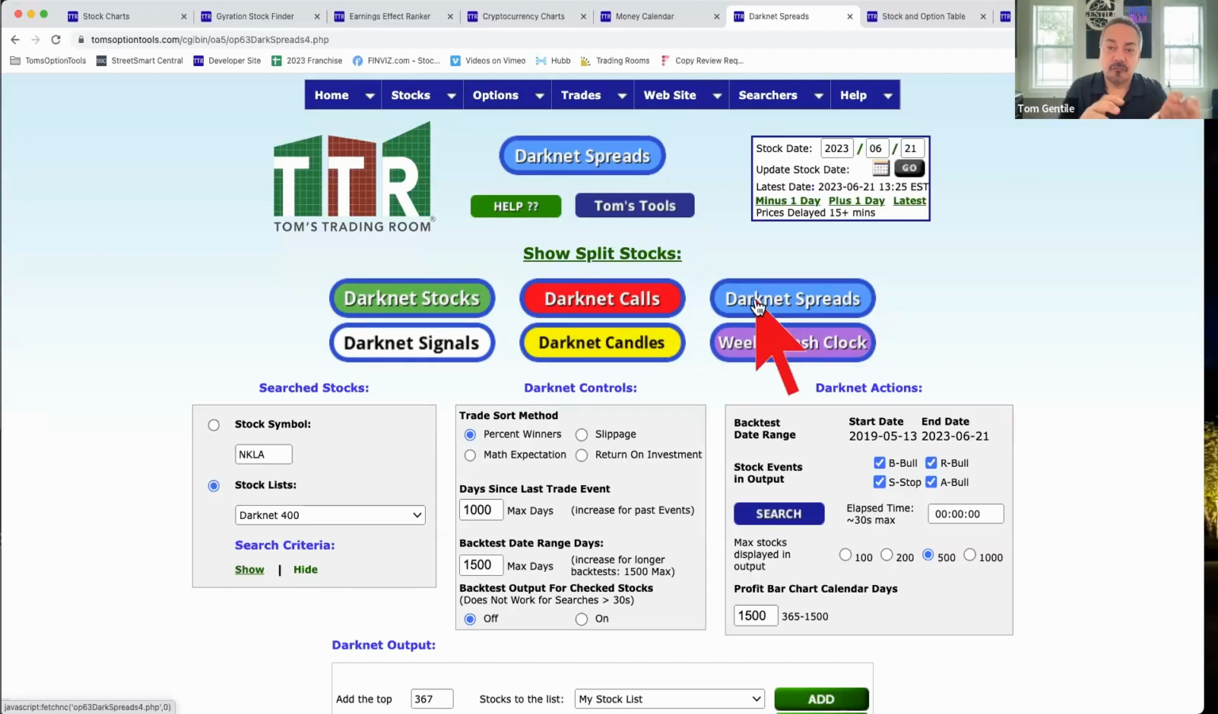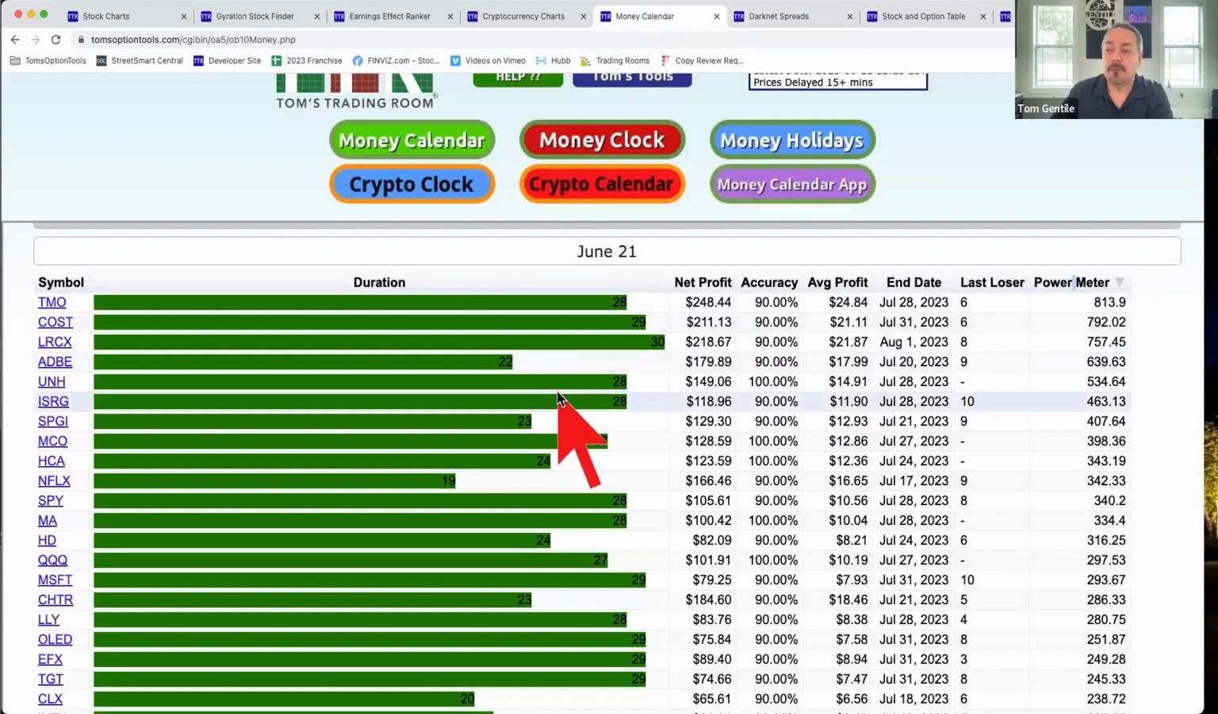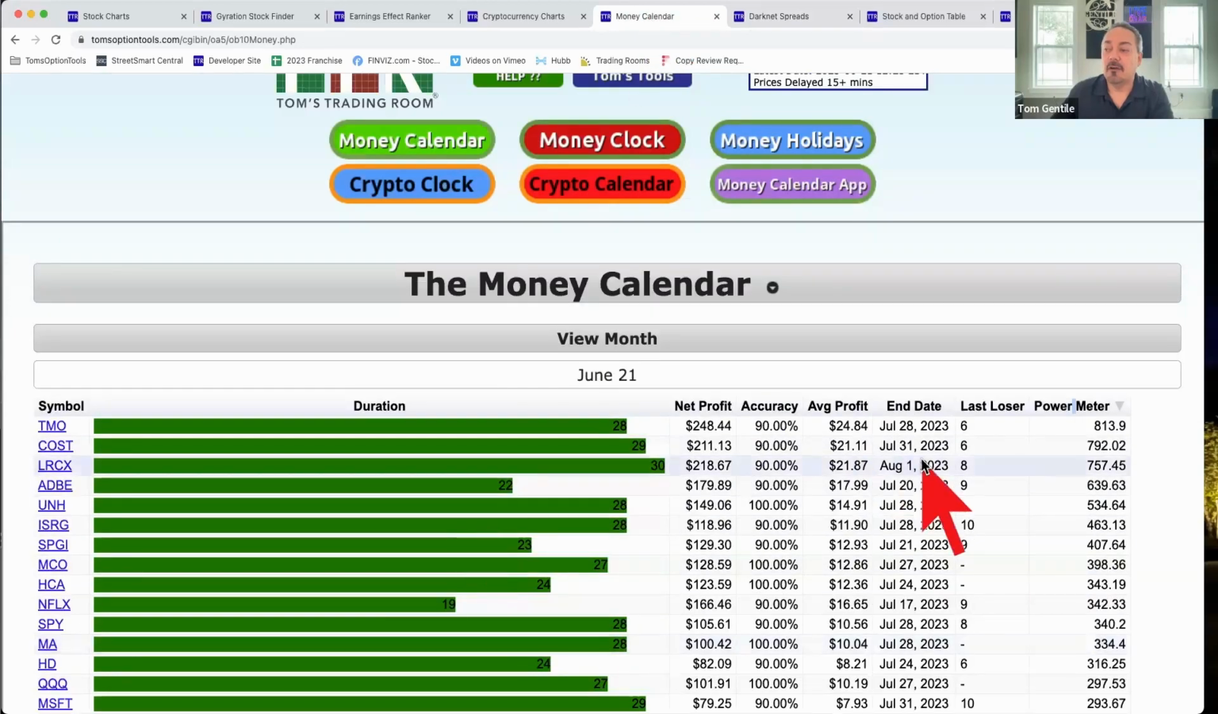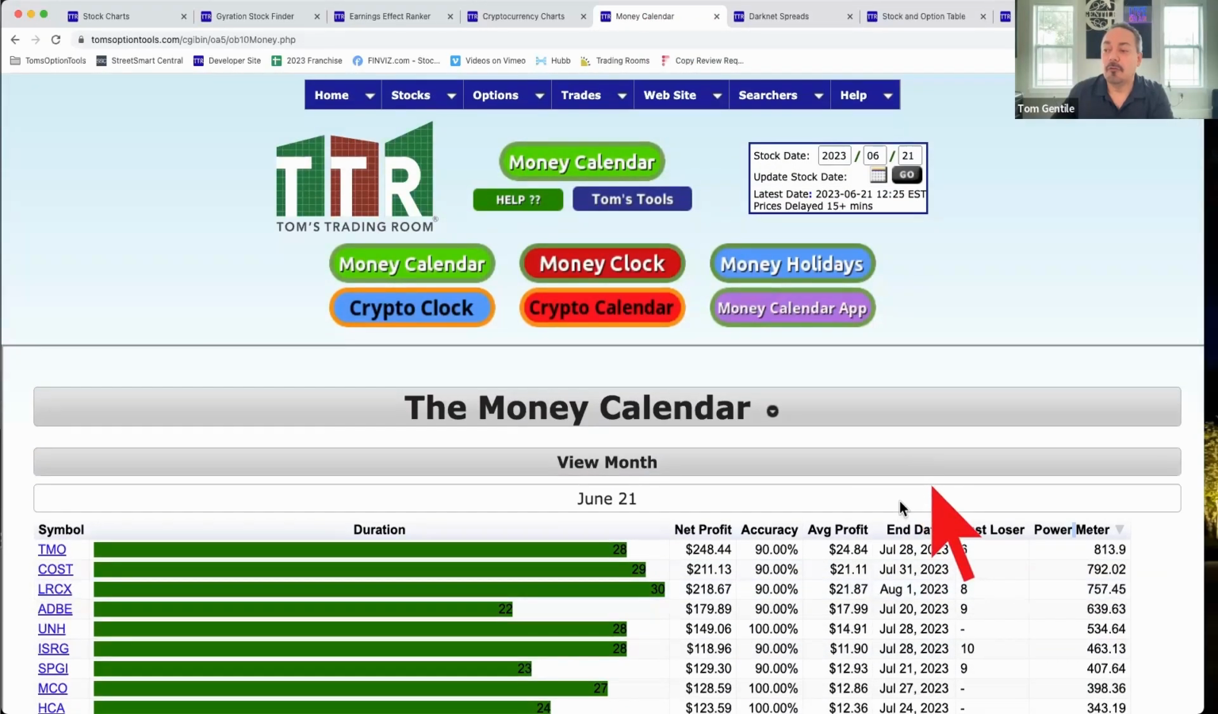Now let's change gears. Let's get out of contrarian. Let's look at seasonals. This is something I look at a lot. We filed a patent for this years ago. It's called the money calendar. So the money calendar is really kind of a cool tool.